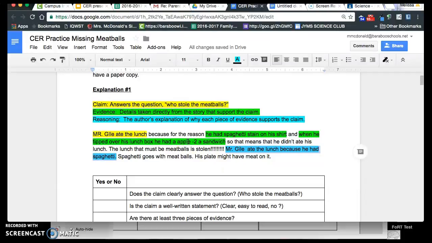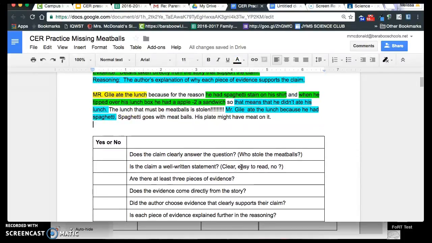And then here, where they said that he tipped over his lunchbox and it had an apple and a sandwich, I'm noticing that they're saying that this means he didn't eat his lunch. So that's their reasoning for why it's important that he still had his own lunch, is that he didn't eat his lunch. So his lunch was left over. Maybe he ate someone else's lunch.